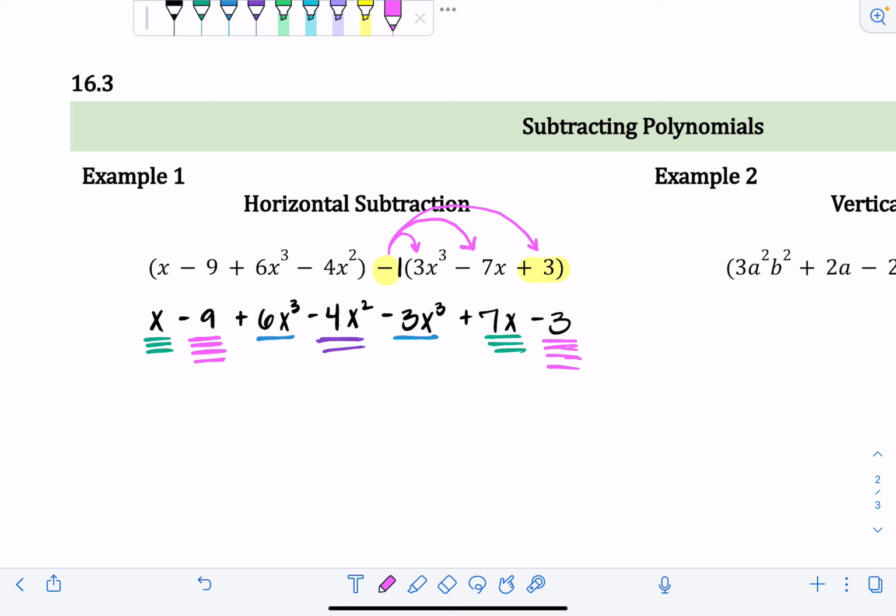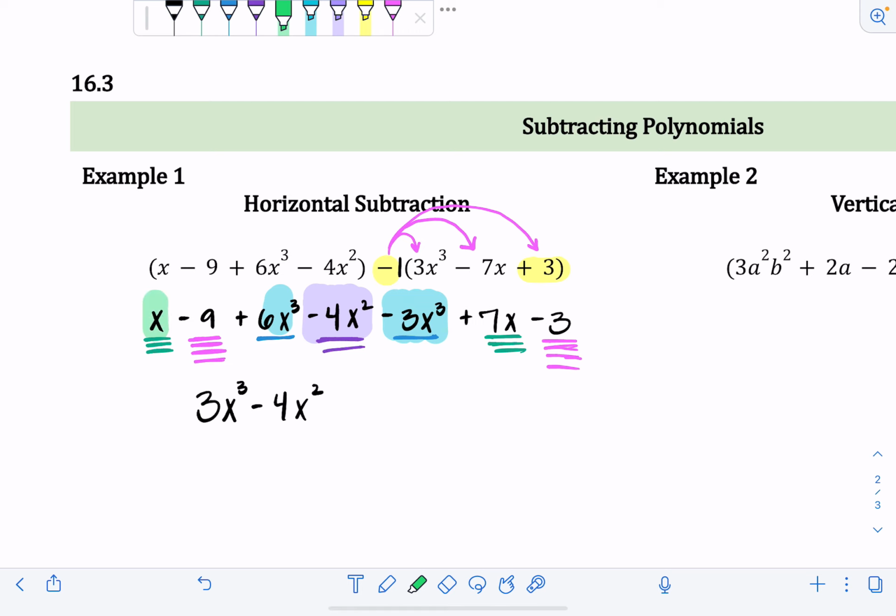I'm going to start with the highest power first, which is my x to the third powers. So 6x to the third, negative 3x to the third. I combine them by adding the coefficients, the number in front. So I do 6 plus negative 3, that's positive 3x to the third. And then next I'm going to move on to my x squared term. There's only one of them, so I just copy it down, negative 4x squared.